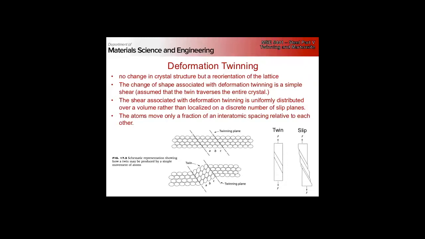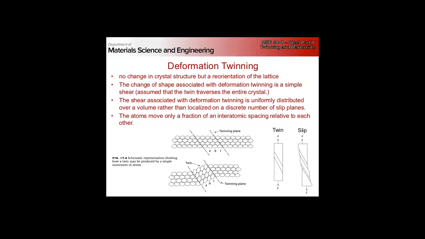So you have no twins and you start to deform it, and then they form and grow as a method of accommodating shear, right? Not as thermal effects during the initial development of the microstructure. Okay, so the change of shape is sort of this simple shear, right?